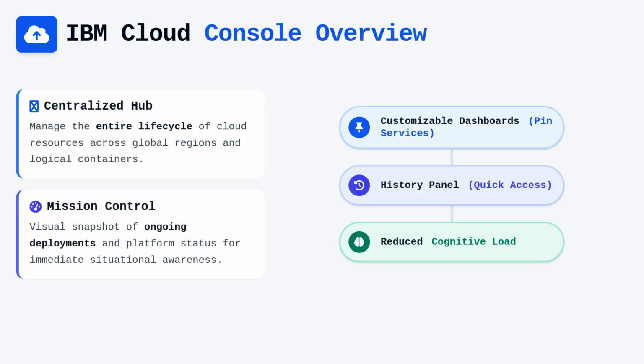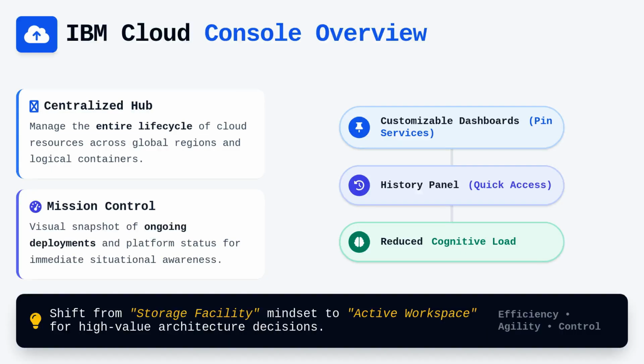Understanding this landing page structure is essential for maintaining situational awareness, especially when you are balancing multiple projects across different resource groups. By treating the console as a workspace rather than just a storage facility, you position yourself to respond more quickly to changes in your infrastructure. This flexibility is what allows experienced practitioners to spend less time clicking through menus and more time on high-value architecture decisions. Integrating these small navigation habits into your workflow reduces the cognitive load associated with managing complex cloud environments.